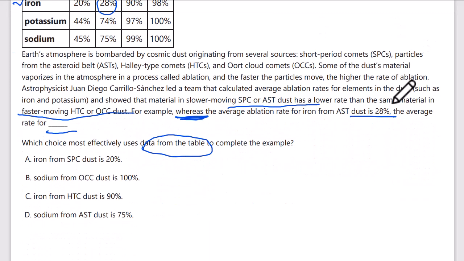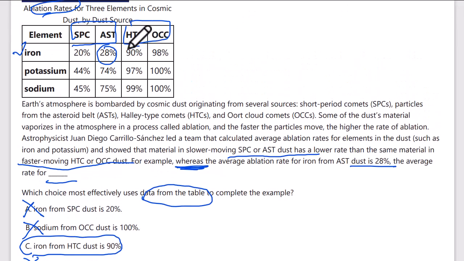So iron from SPC. SPC is another slow moving, so that's not what we want. Sodium, well, this is not iron, so that doesn't matter. We want the same element, but a faster moving comet. And that is C. HTC is 90%. It's a higher ablation rate for a faster moving comet. That is our answer. C.